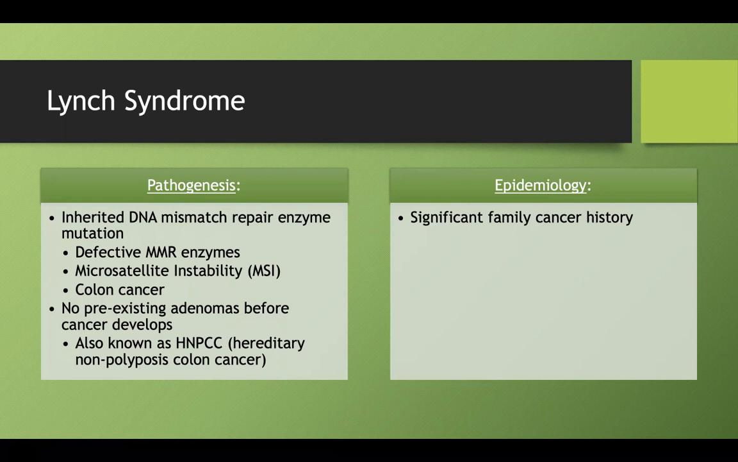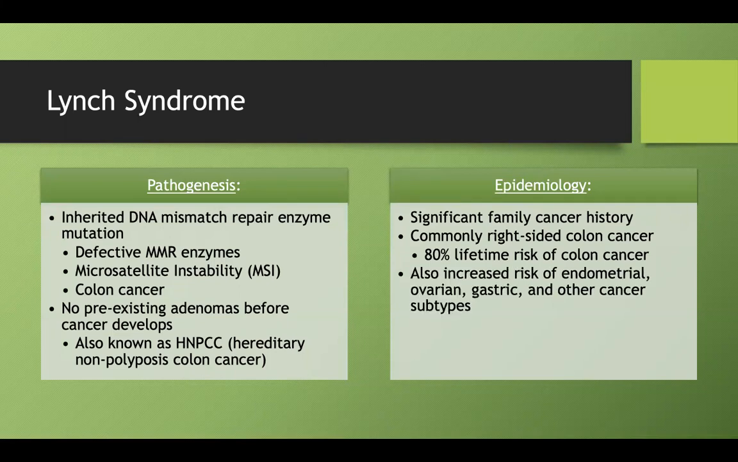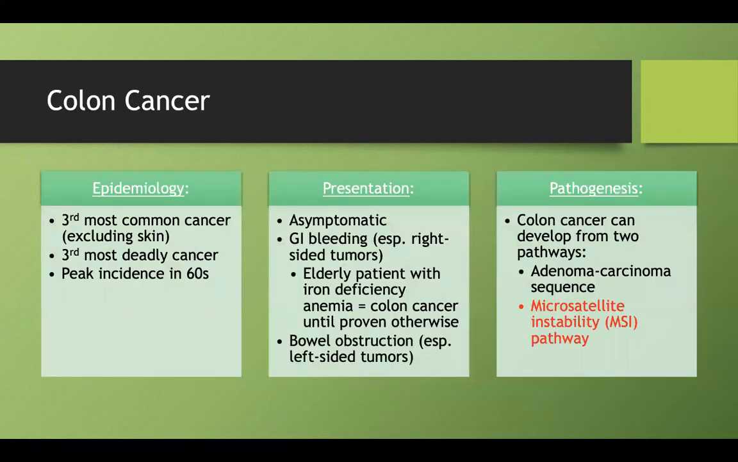You're going to see on tests, even for FAP, I should have mentioned, they'll always give you a significant family cancer history if they want you to go along the lines of some rare genetic syndrome. It's usually on the right side more than the left. People with Lynch syndrome have an 80% chance of being diagnosed with colon cancer. And unfortunately, they have other cancer risks as well in their endometrium, ovaries, stomach, and other locations.